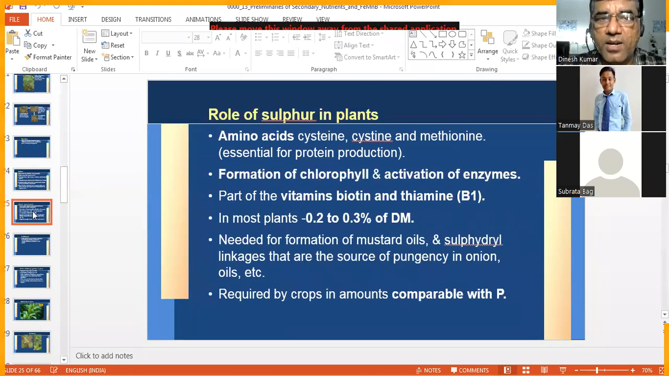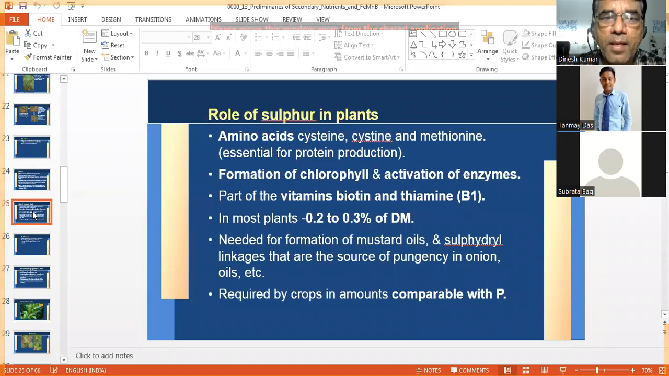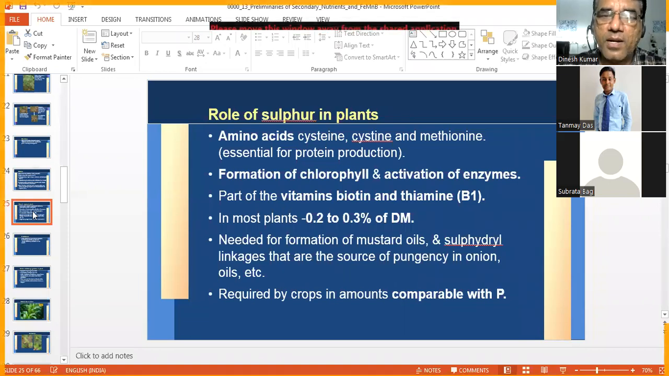Role of sulfur in plants. It is part of the 3 essential amino acids, cystine, cysteine, and methionine. It has a major role in formation of chlorophyll and activation of enzymes. It is part of vitamins, biotin and thiamine. In most plants, the concentration is 0.2 to 0.3% of the dry matter.